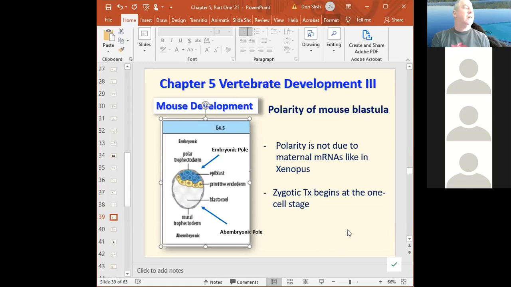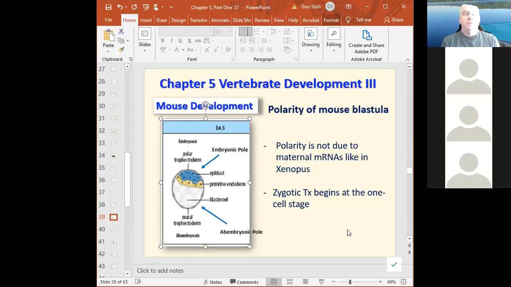This polarity is not due to anything maternally laid down. Remember how important that was in Xenopus. Animal pole versus vegetal pole was set by the maternally laid messenger RNAs. Here, you don't get any of that. Right from the one cell stage, you're getting zygotic transcription.